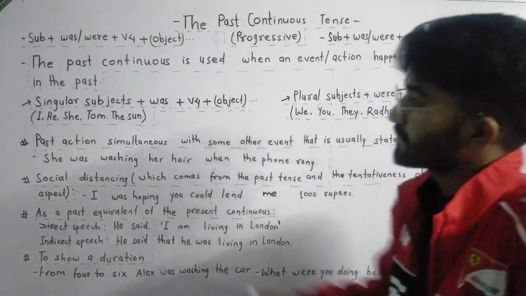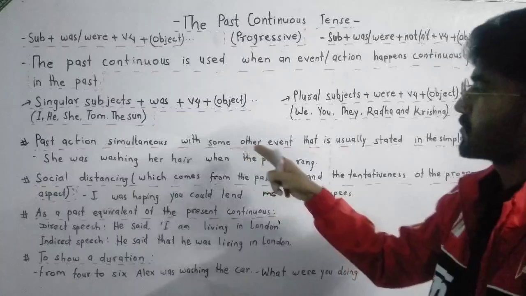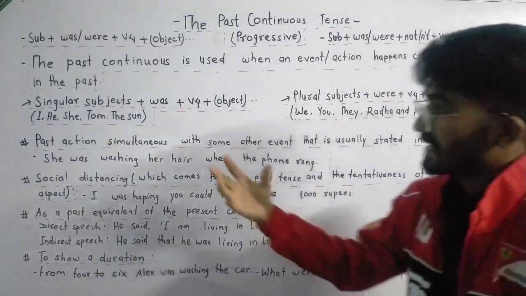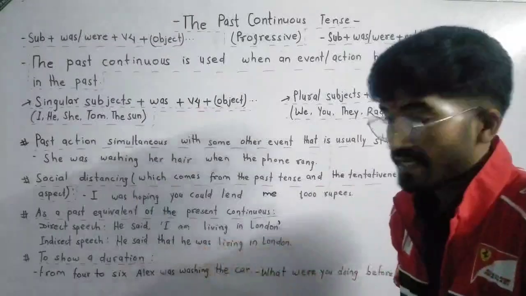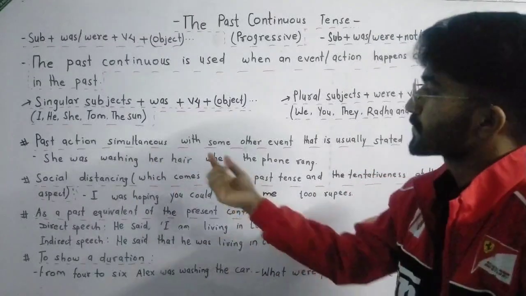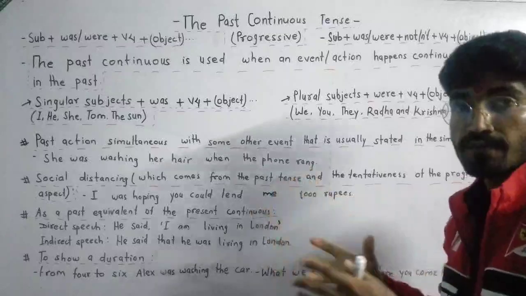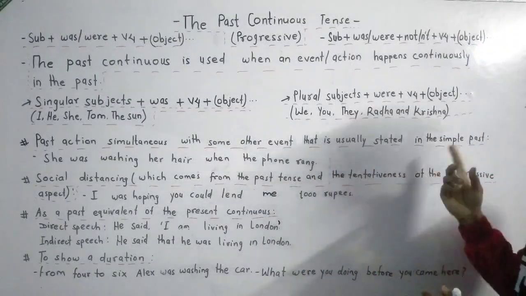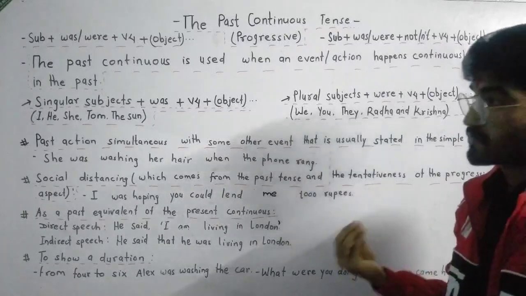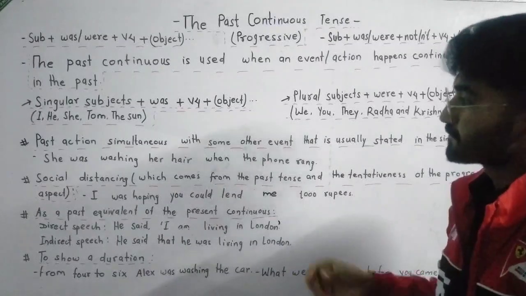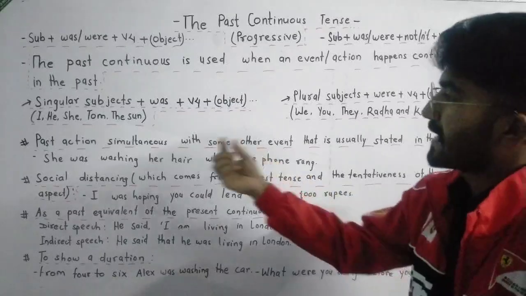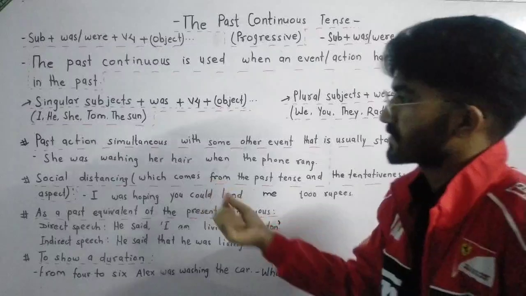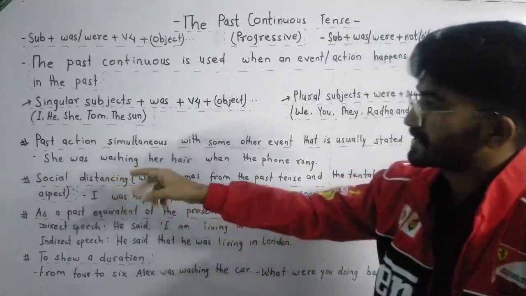And then another use is past action simultaneous with some other event that is usually stated in the simple past. A past action happening simultaneously, together with some other event, which is usually stated in the simple past. So let's understand it from the example I have written here.